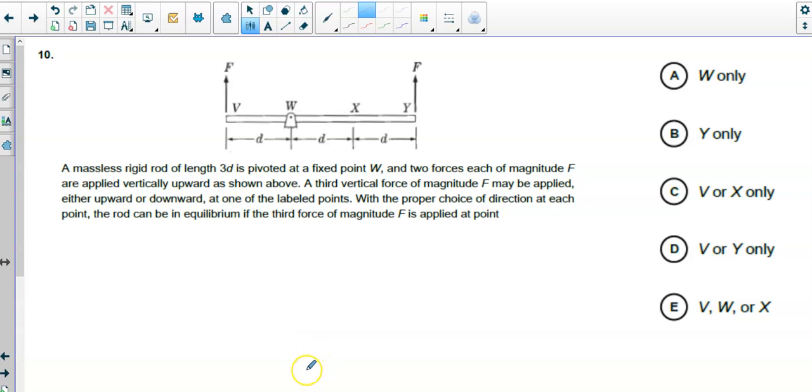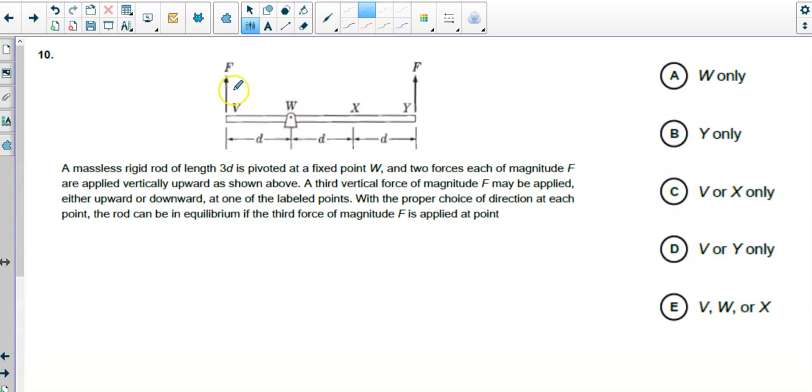Question 10. A massless rigid rod of length 3D is pivoted at a fixed point W. And 2 forces, each of magnitude F, are applied vertically upward as shown above. A third vertical force of magnitude F may be applied either upward or downward at one of the labeled points. With the proper choice of direction at each point, the rod can be in equilibrium if the third force of magnitude F is applied at point. Alright, so where can we apply a force, either up or down?